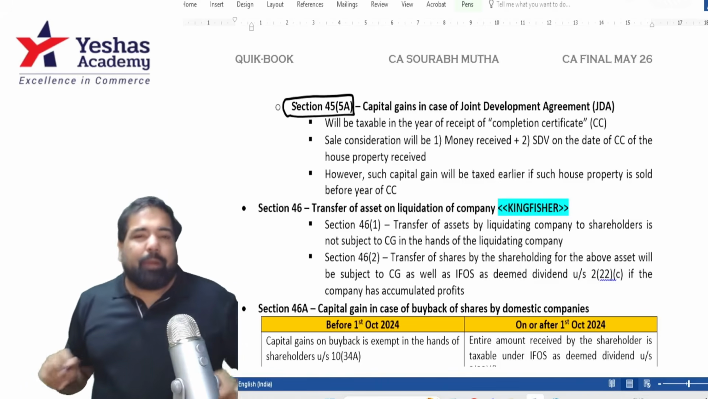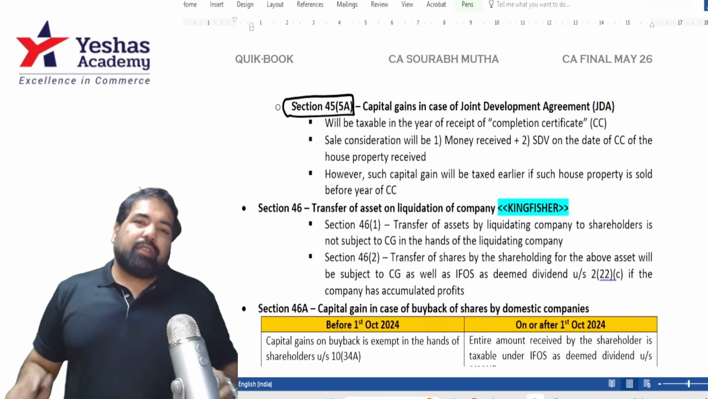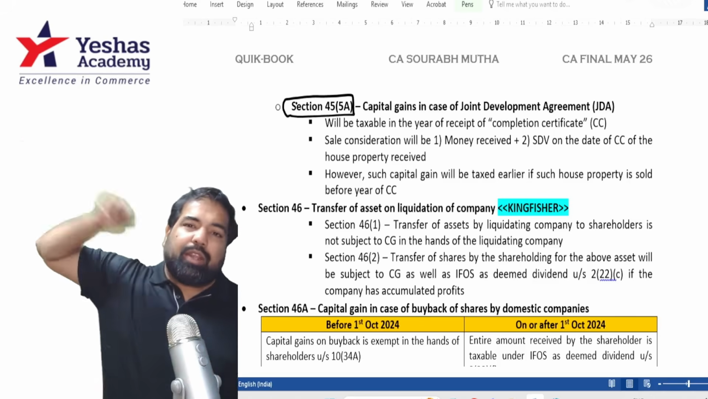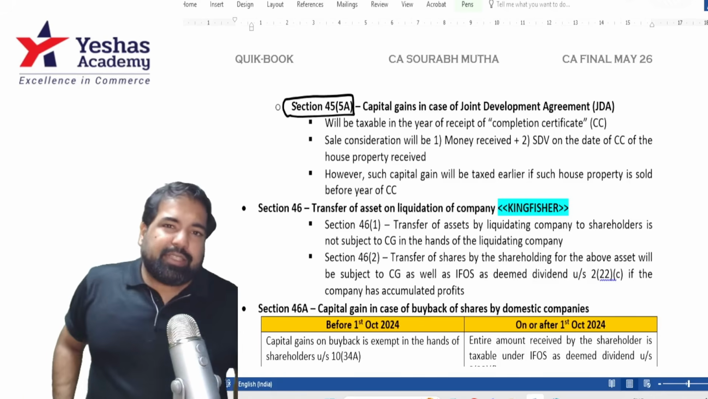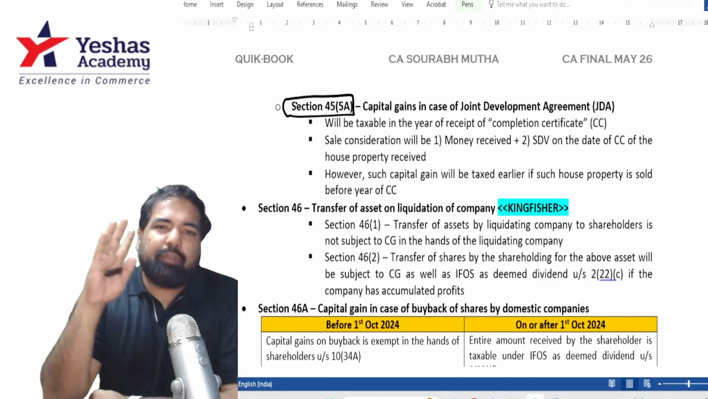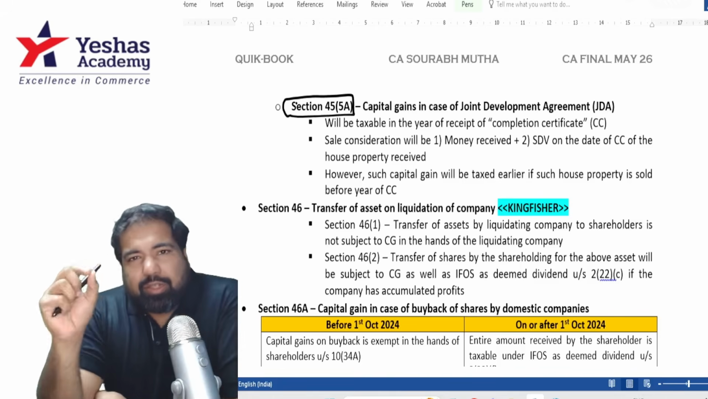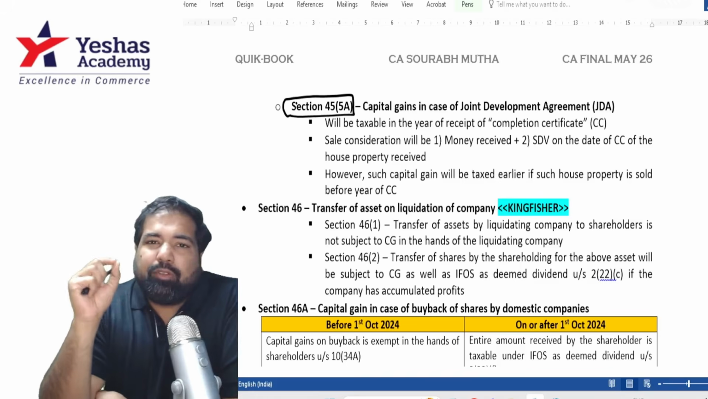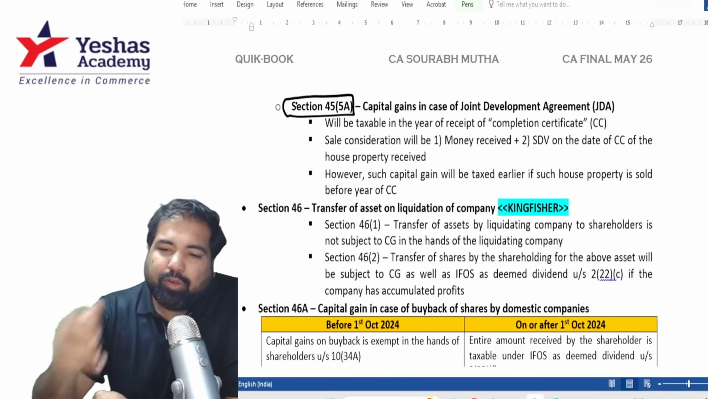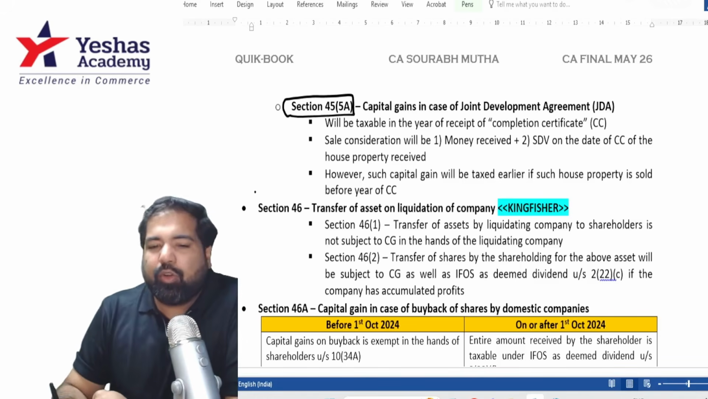It will be taxable. But the government says, listen, we'll wait to tax it. We will tax it only when you get the flats and you get the OC of those flats or CC of the flats, that is completion certificate. Till then, we will not tax you. And we will tax you on the date of CC, on whatever the stamp duty value, we will take that value of the houses that you are going to get in return. All right, we go to the next one.